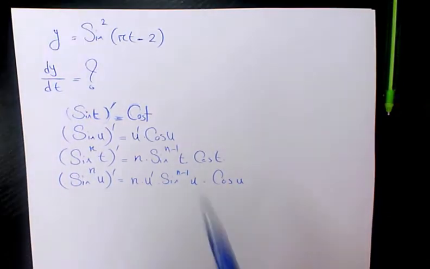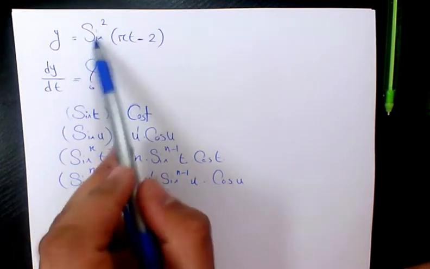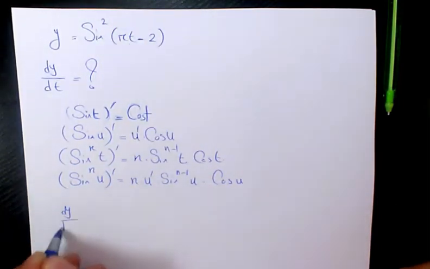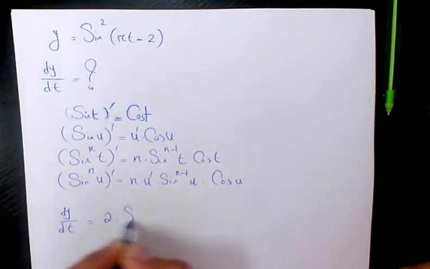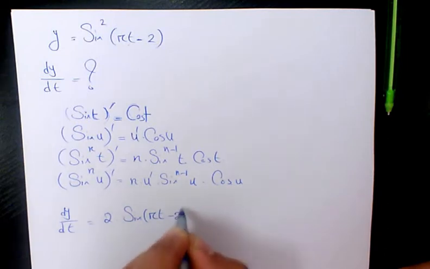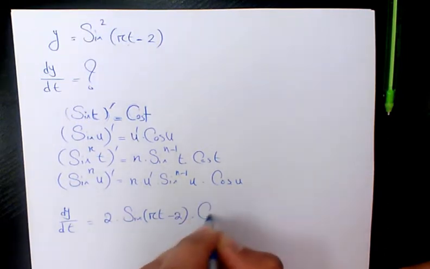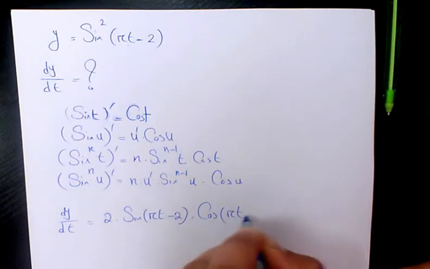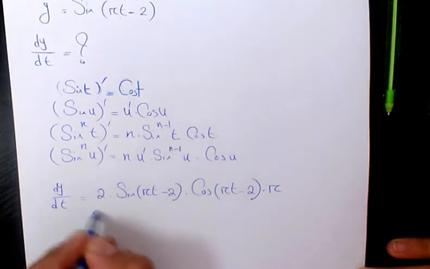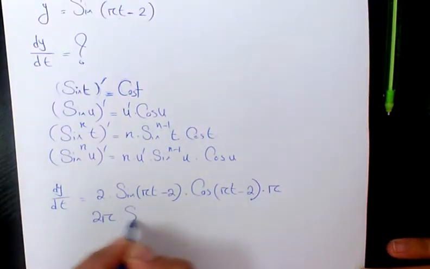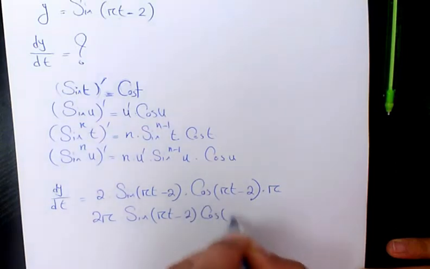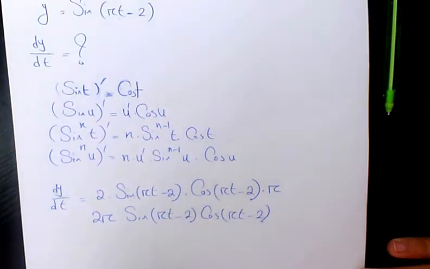So now if we go back to the original question, the derivative of sine squared of pi t minus 2 is going to be 2 times sine to the power of 1 of pi t minus 2 times the derivative, cosine of pi t minus 2 times pi. So it's going to be 2 pi times sine of pi t minus 2 times cosine of pi t minus 2.